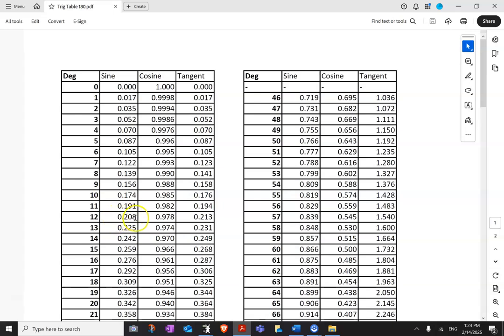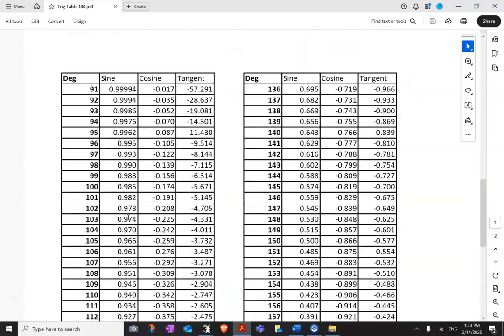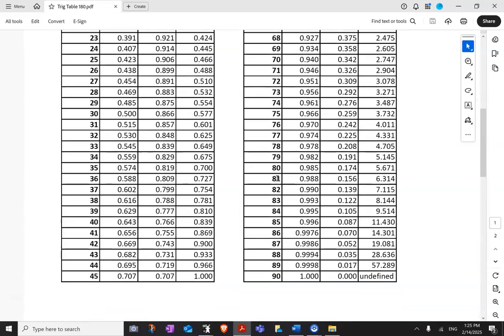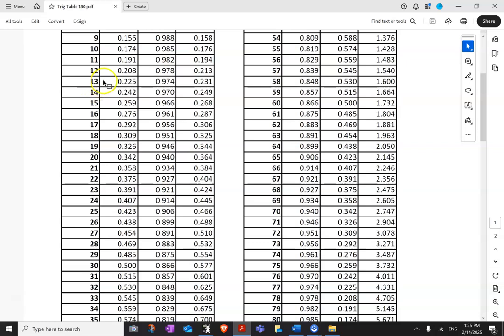So I'm looking at 0.208. That is angle 12. So sine of 12 is 0.208. But there's another angle that also gets me 0.208 on the other page. And where is it? Here it is, 168. So if I see 0.208 and I'm being asked, can you find the angle that gets me 0.208? I don't know which one it is. Is it 168? Or is it up here, a 12? I don't know.